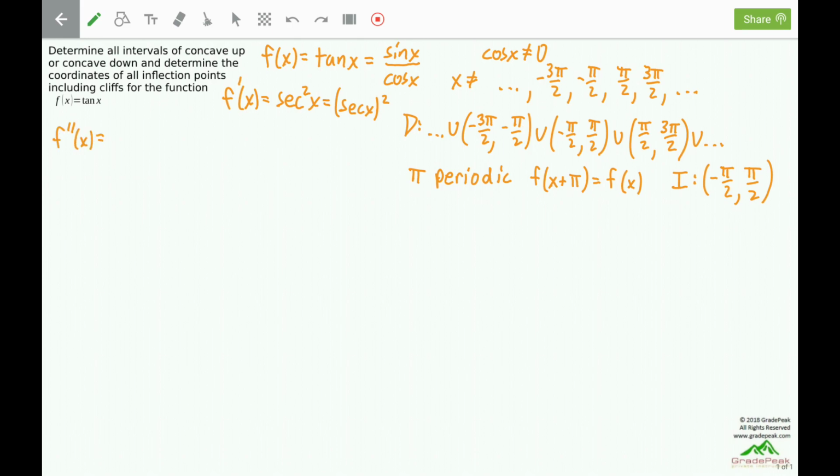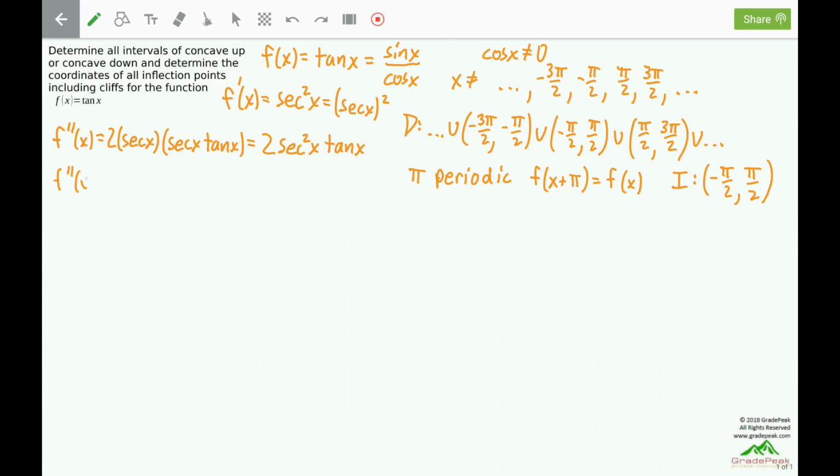Second derivative will start as a power rule, bring down the power, leave the inside alone, subtract 1 from the power, and then multiply by the derivative of the inside. The derivative of secant is secant tangent. We can combine the secants together. Secant times secant will be secant squared, and then times tangent. It's usually best to turn everything into sines and cosines.